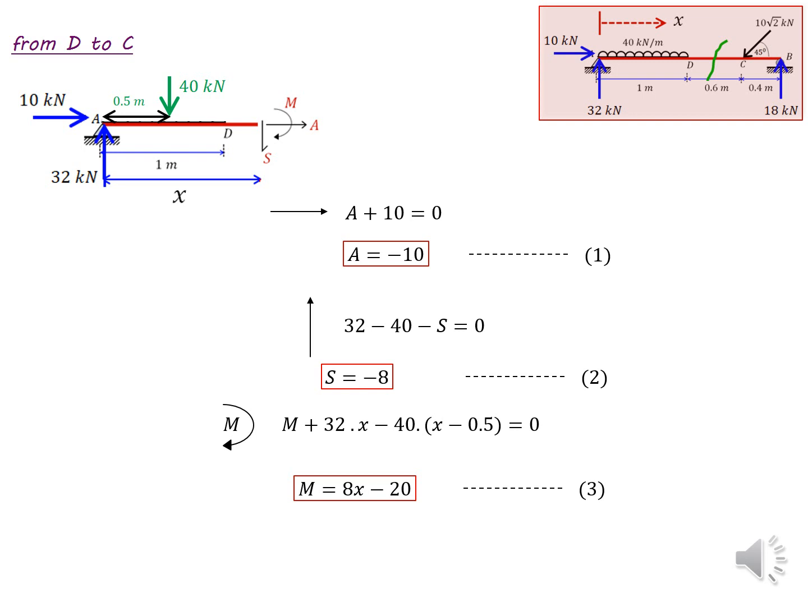So the equation is M plus 32 times X minus 40 times (X minus 0.5). The total moment should be equal to 0. By solving this equation, we can get the answer for M. M is 8x minus 20. So now these three equations we derived are applicable only from section D to C.